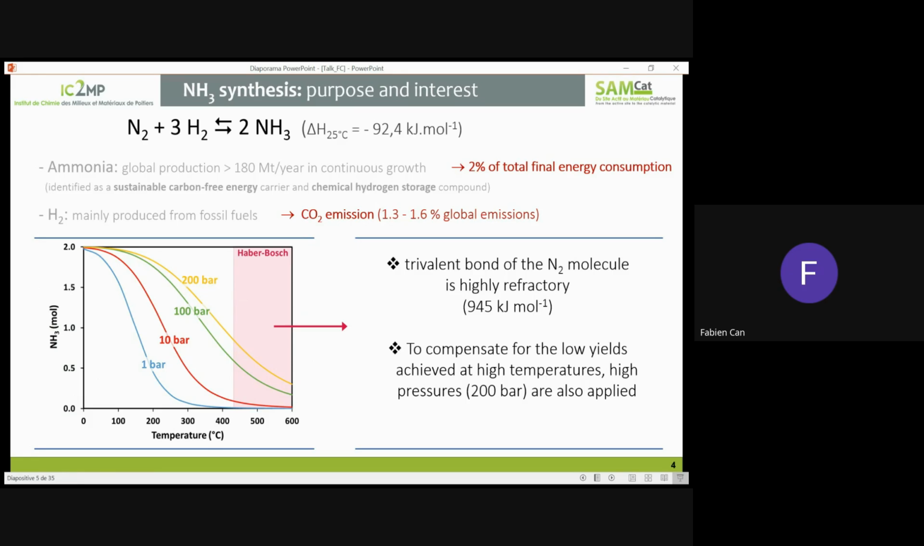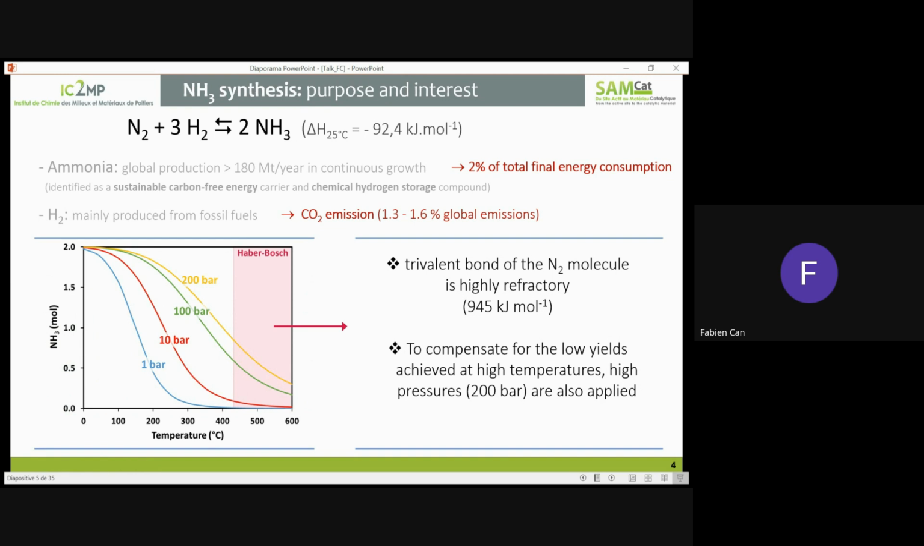Here in the graph, you have the equilibrium curve of ammonia production depending on temperature. The reaction is exothermic, but you need to work at high temperature because the triple bond of the N2 molecule is highly refractory. To compensate the low yield achieved in this condition, you can also increase the pressure. So the industrial conditions for the ammonia process are high temperature and high pressure.